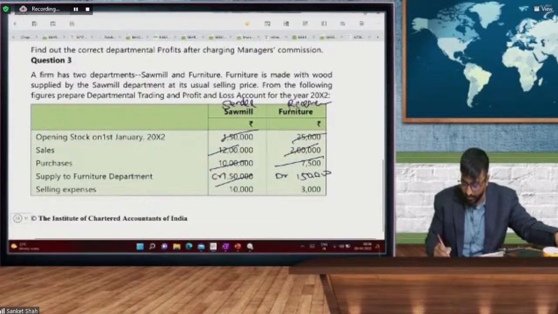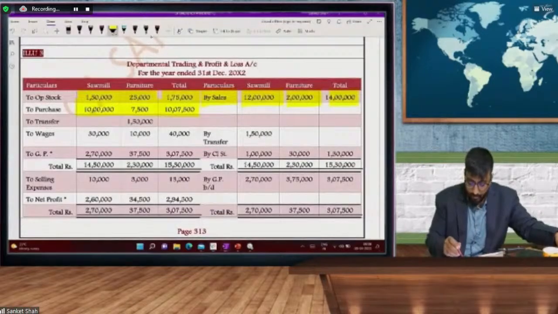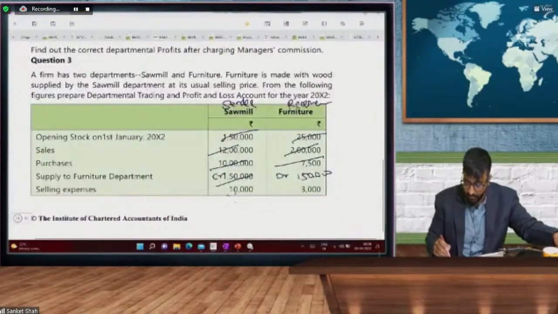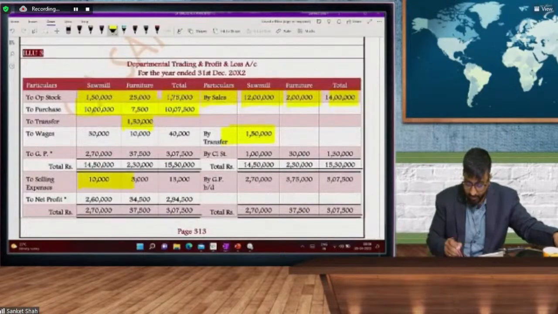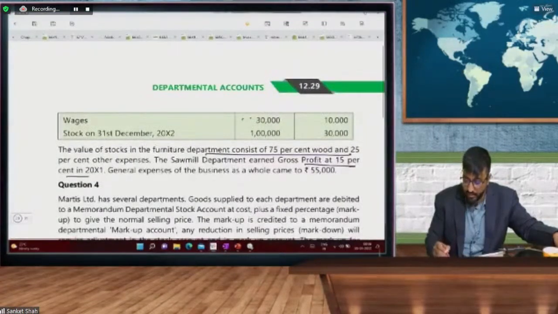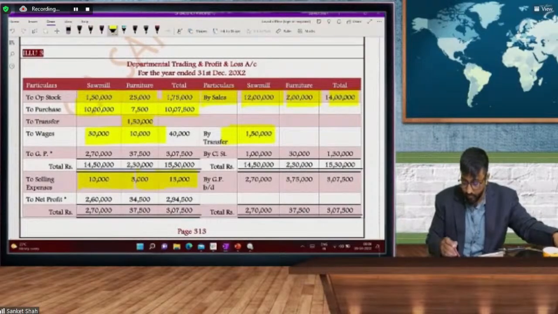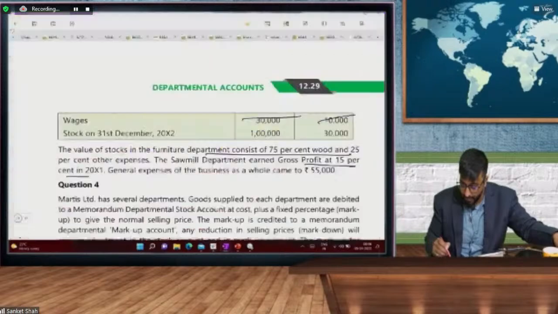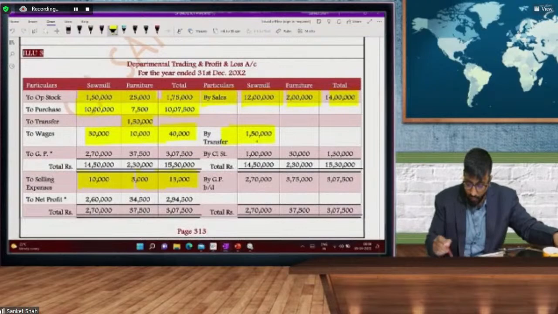This is internal transfer. Internal transfer, don't write it in total. Okay. Next one, selling expenses P&L debit 10,000, 3,000, 13,000, and wages trading debit 30, 10, 40. Then you have closing stock 1,30,000. So beta, you are getting balancing figure GP.